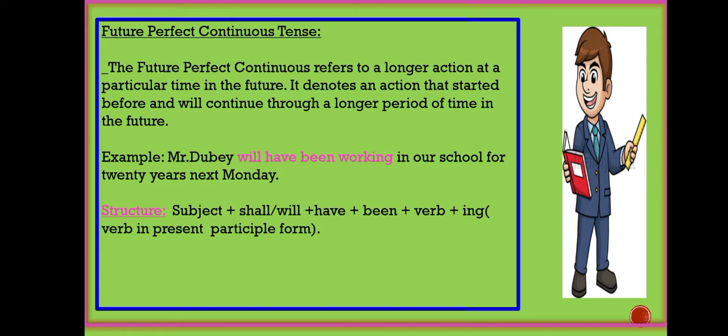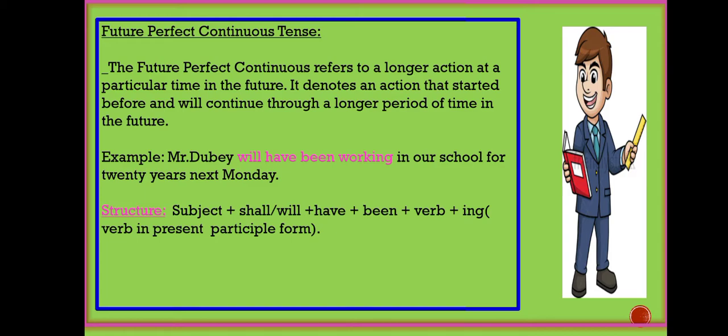Okay. So, what is the structure of future perfect continuous tense? Subject, then shall or will, plus have, then been, then verb plus ing, the present participle form of the verb. Let me once again repeat. What is the use of future perfect continuous tense? The future perfect continuous tense is used for actions which will be in progress over a period of time that will end in the future.